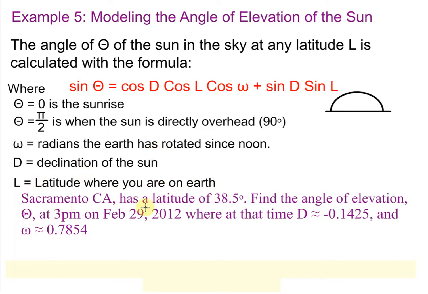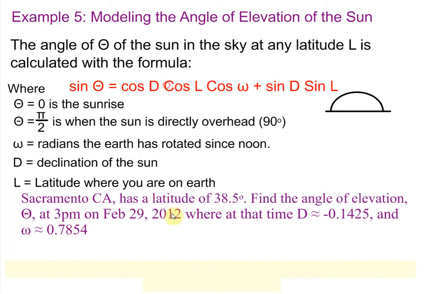So let's go through one and see how we plug it in. First of all, you have to look at the latitude of where you live on Earth. Sacramento, California has a latitude of 38.5 degrees, which is also north because it's above the equator. So we're going to find the angle of the elevation theta at 3 p.m. on February 29th, 2012, where at that time the declination D was negative 0.4125 radians, and the Earth had rotated 0.7854 by 3 p.m.